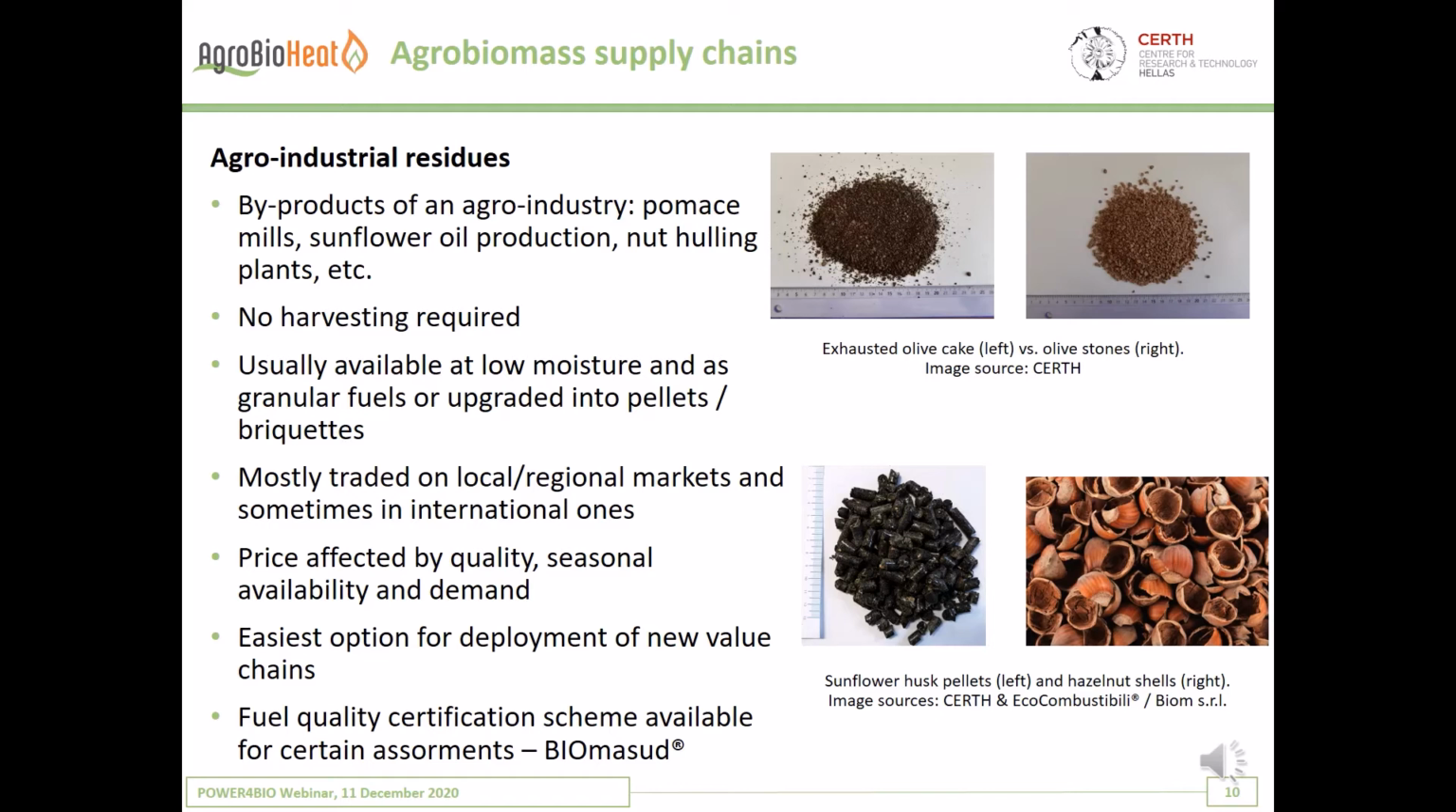In any case, since you already have an existing market for this, it's the easiest option for deploying a new agrobiomass value chain. You can effectively tap into the existing market. And I also have to mention that for some of these assortments, the higher quality ones like olive stones and nut shells, there are already some fuel quality certification schemes available. Biomassud is the one I have in mind, and you can even buy certified material like you would with ENplus for wood pellets.